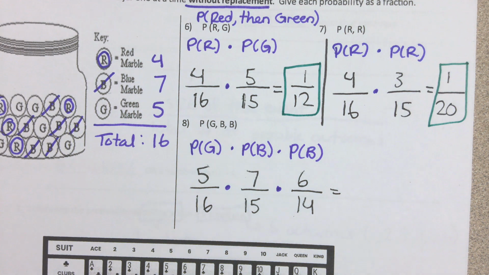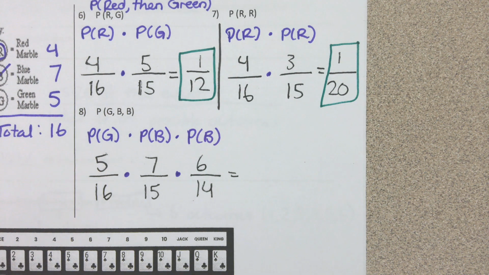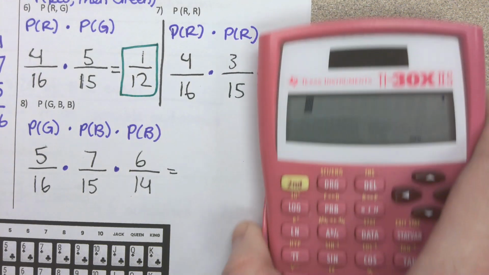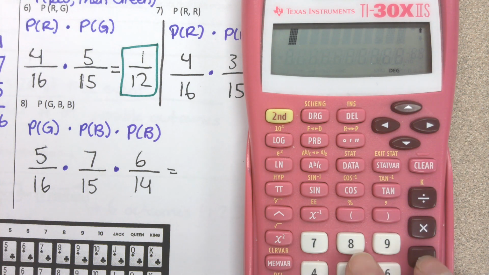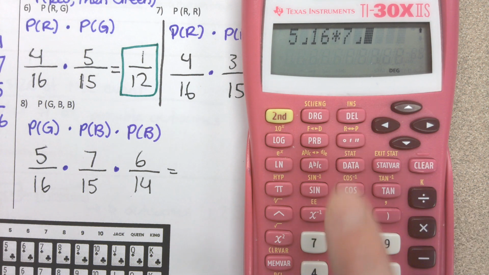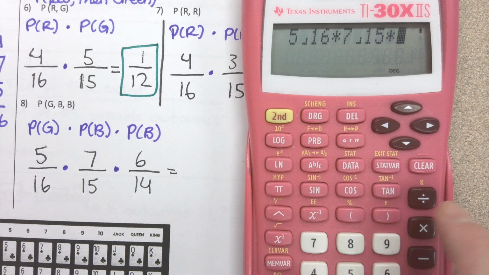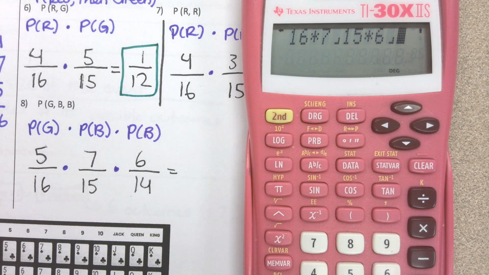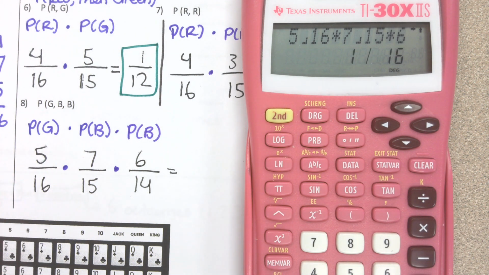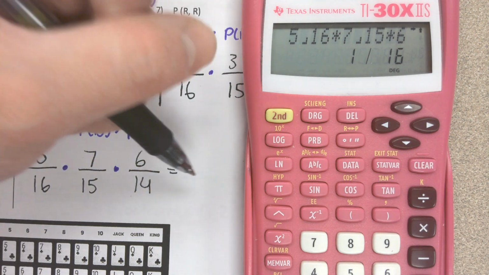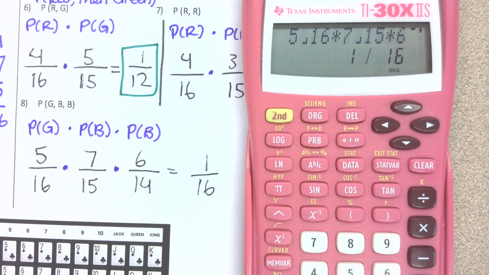Multiply all those together. Your calculator can handle 3 fractions just like it does 2. So we have 5/16 times 7/15 times 6/14. 1/16, that is the probability of this event occurring this way.